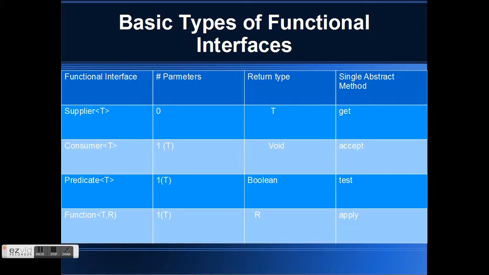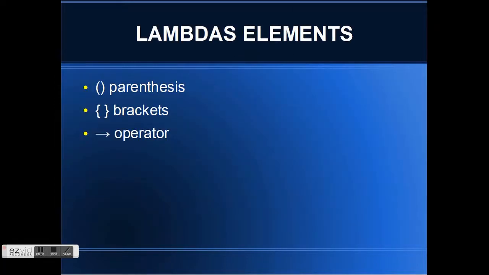Alright, so what are the lambda's elements? There are parentheses, there's a bracket, and there's an operator.